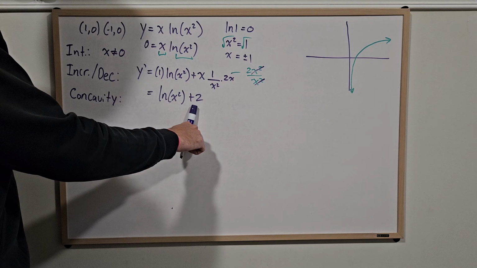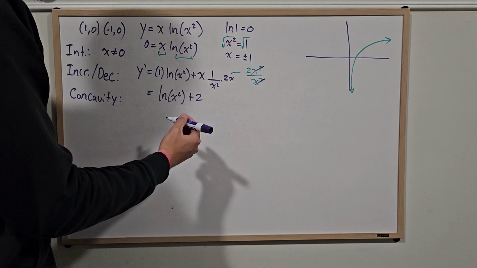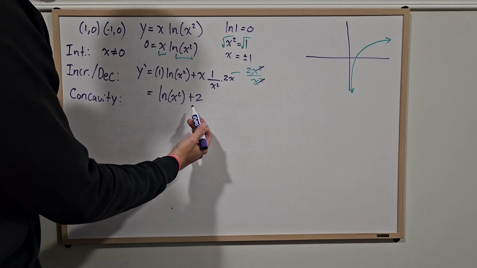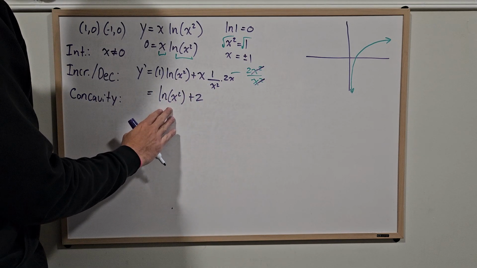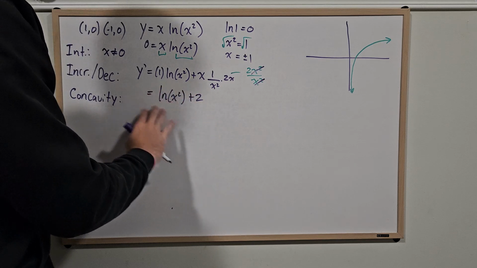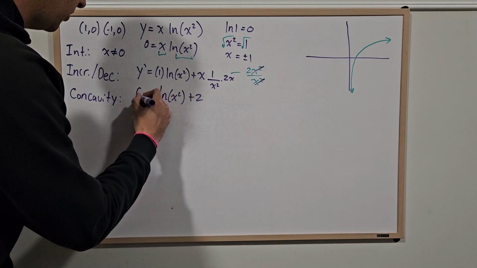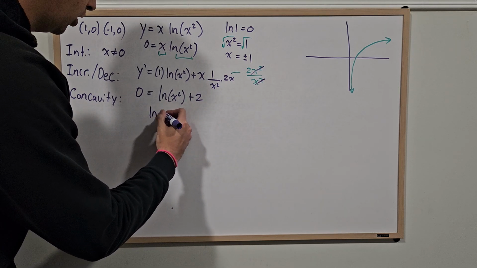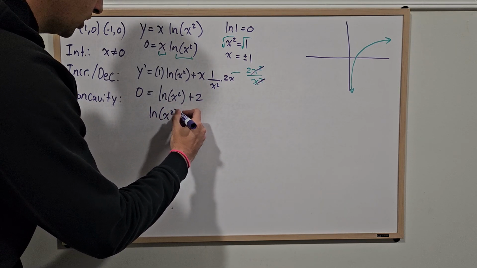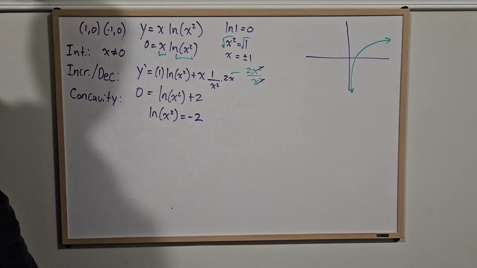And the reason why I'm doing that is because we have to make our first derivative equal to 0, right? In order to make it equal to 0, I have to make this part equal 0, right? So if I make this equal to 0 here, I'm going to move the 2 over. So I'm going to have ln of x squared is equal to -2, okay?